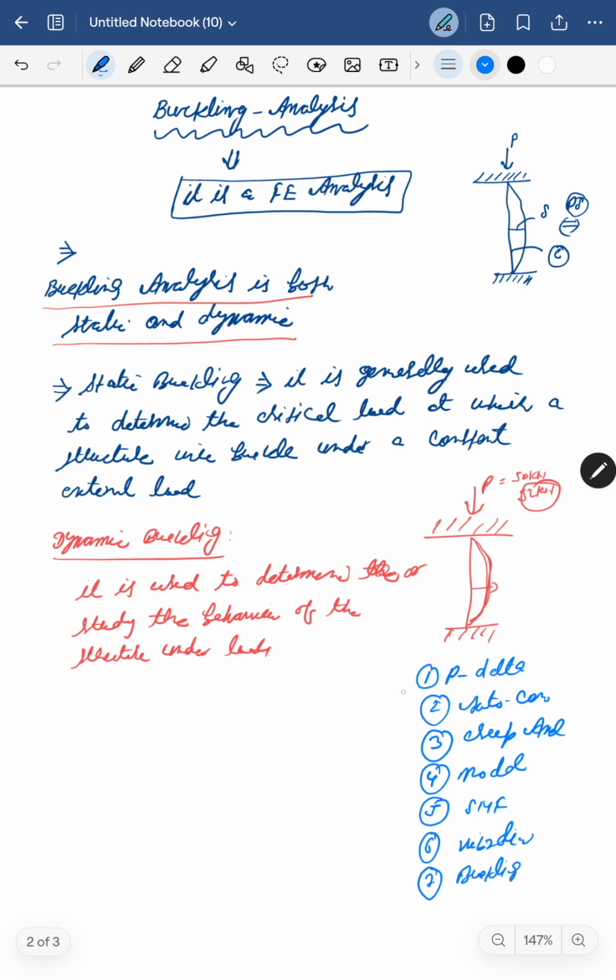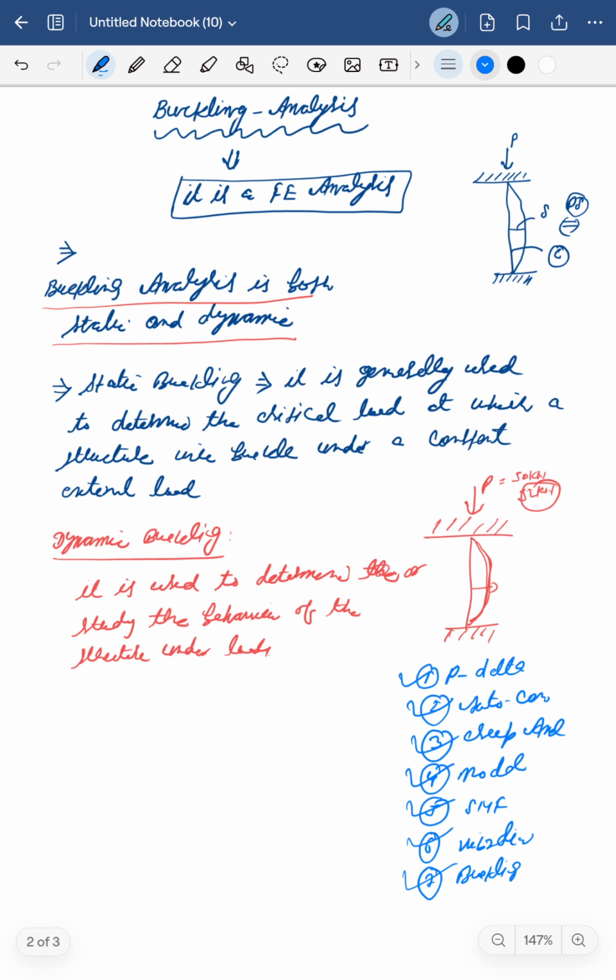So there are different types of analysis you have to perform, but you have to know in which conditions you have to apply which type of analysis. It is not necessary that you perform each and every analysis in every structure. So just see in which conditions we can go for the buckling analysis.